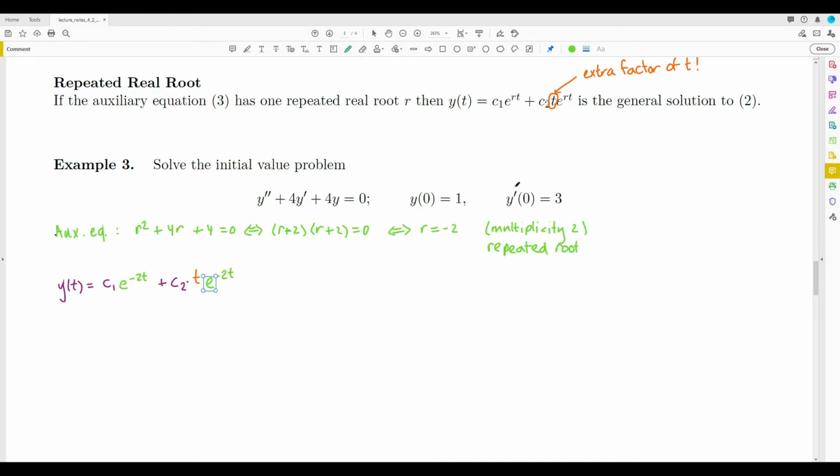We'll also need to know what y prime of t is to figure out what the values of c1 and c2 are. So if we're looking at y prime of t, then that's equal to -2c1 e to the power -2t. And then here we'll have to use a product rule. So we take the derivative of t, which is 1. So I get plus c1 e to the power -2t.